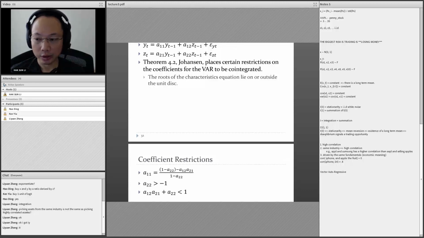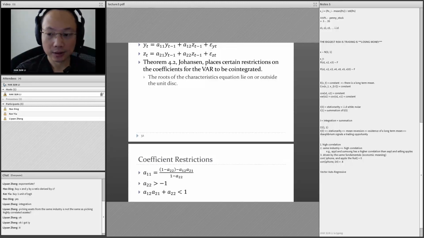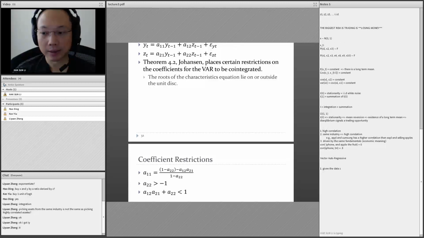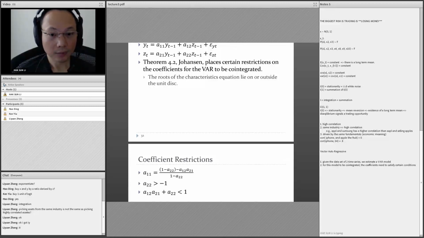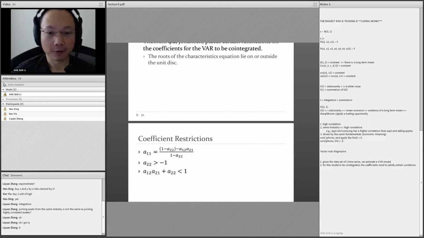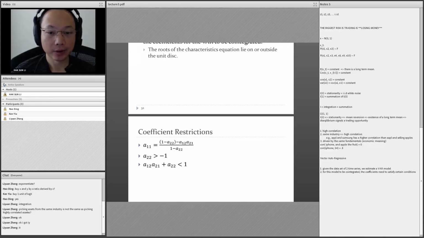To summarize what we're doing here, let's write this down. Given the data set of two time series, we estimate a model for it. And then, in order for this model to be co-integrated, the coefficients need to satisfy certain conditions. Here are the two conditions. So let's see why these conditions are important. Let's do some mathematics.